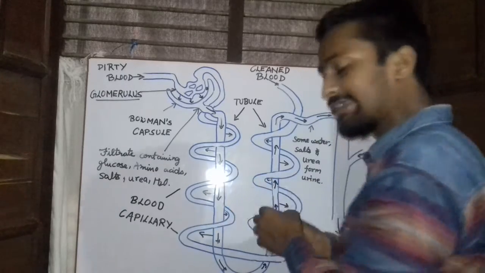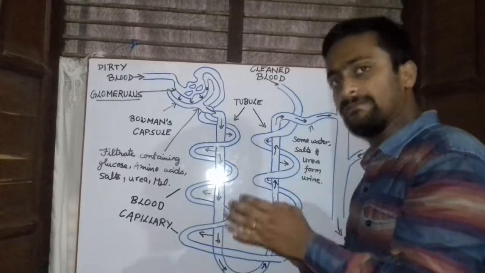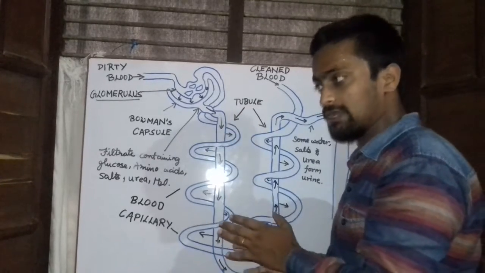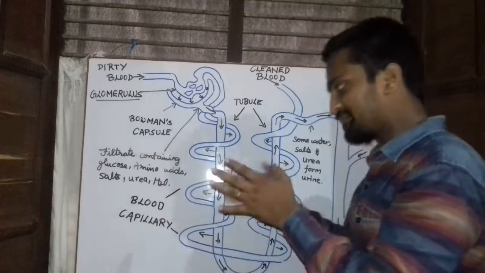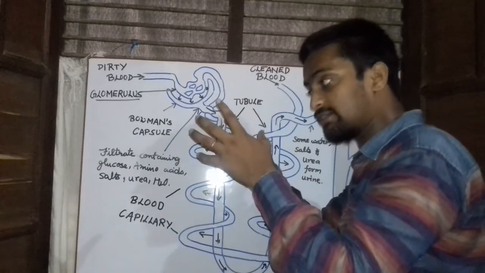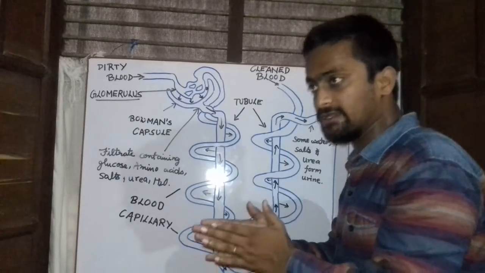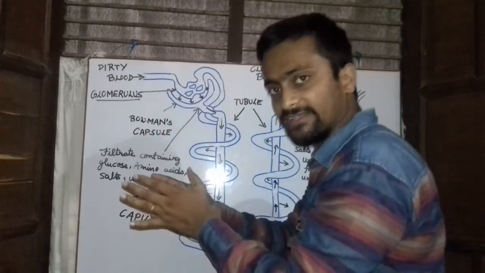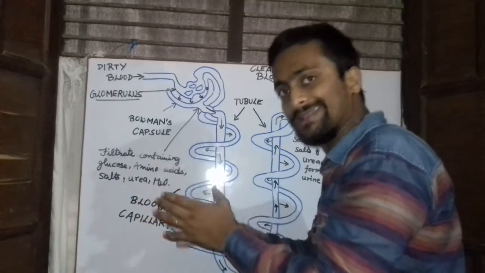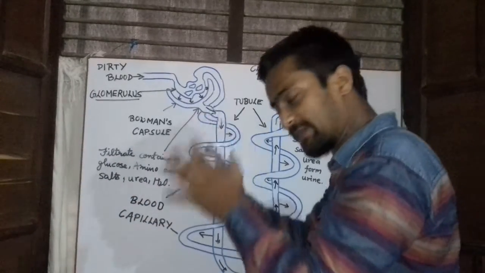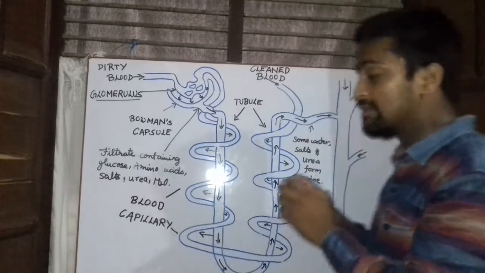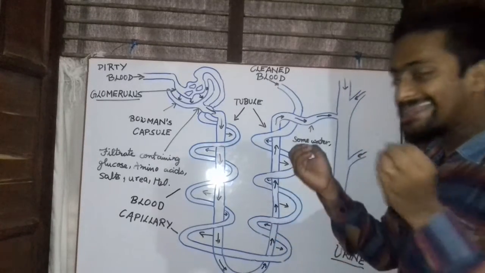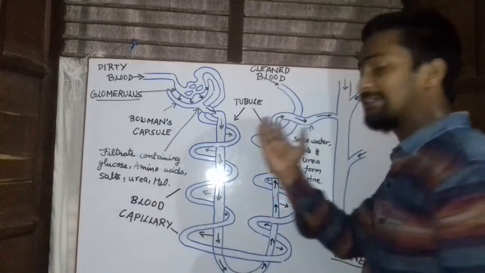Now this urinary bladder is a sac-like structure where the urine is stored for some time, till the time you go to the toilet. Once this urinary bladder or sac is filled, the urine is discharged out of the body through the urethra, and the opening or closing of the urethra is regulated by sphincter muscles. So this is how the process of filtration takes place with the help of these nephrons.